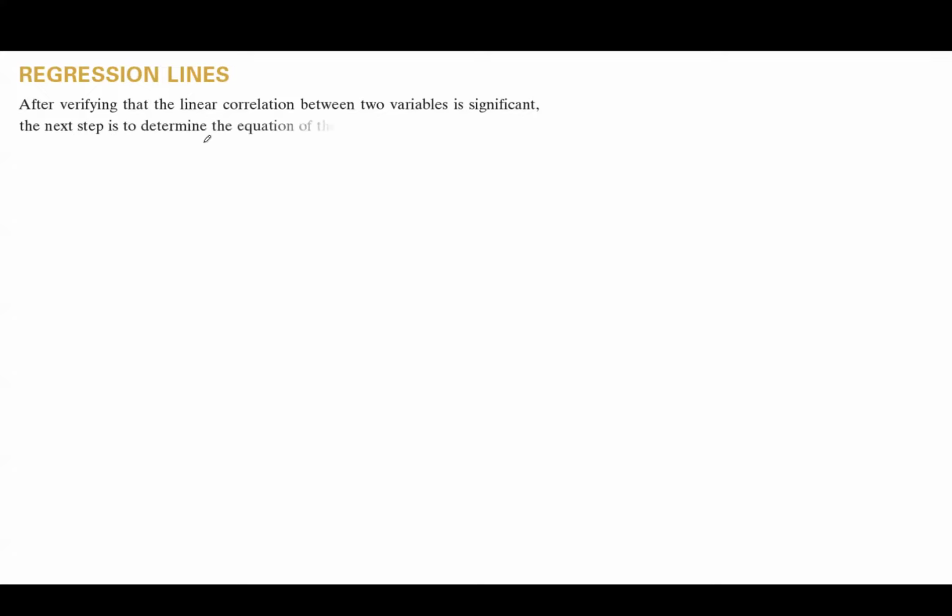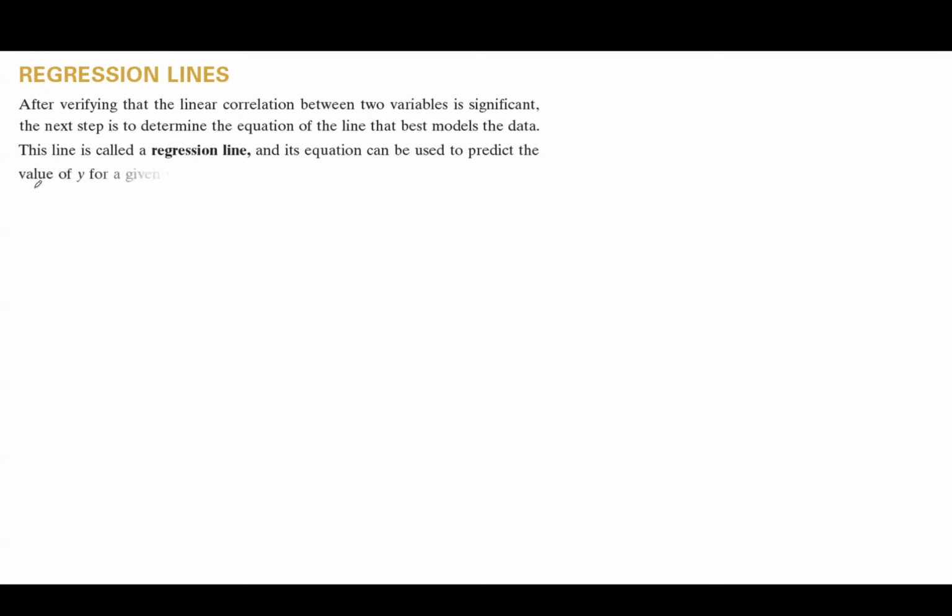Perfect. So now let us introduce the regression line. After verifying that the linear correlation between two variables is significant, the next step is to determine the equation of the line that best fits the model. This line is called the regression line. Its equation can be used to predict the value of y for a given value of x.